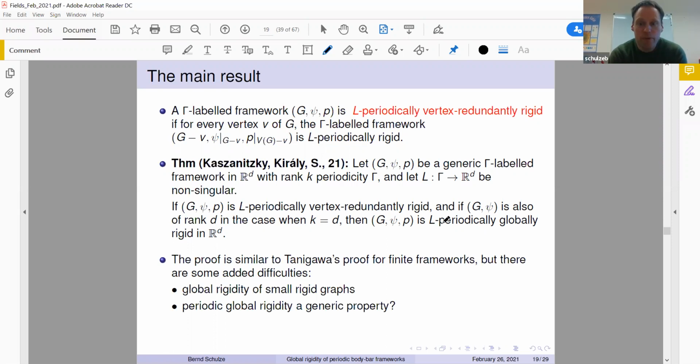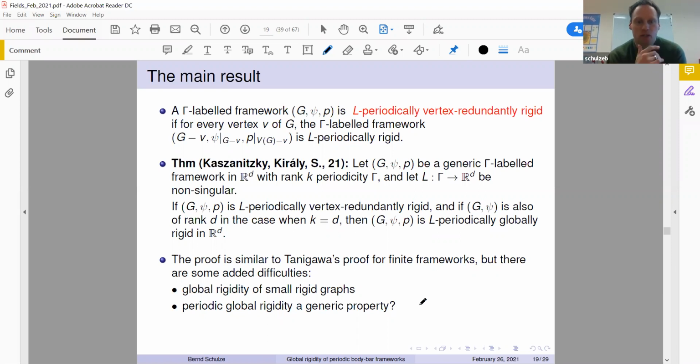Okay, so we use a proof that is very similar to Kaszanitzy's proof, but there are some added difficulties that we have to overcome in this periodic setting. In particular, in the finite case, it is basically trivial that if you have small rigid graphs, then they are globally rigid. Because if the graphs are small enough and rigid, then basically you have complete graphs, and complete graphs are globally rigid by definition. In the periodic case, we still need a result like that. So we still need a result for our proof that says that if you have a small periodic rigid graph, then it also should be globally rigid. And in the periodic setting, this is actually no longer trivial. So you have to do a little bit of work there. And I will explain what we did to overcome this difficulty.